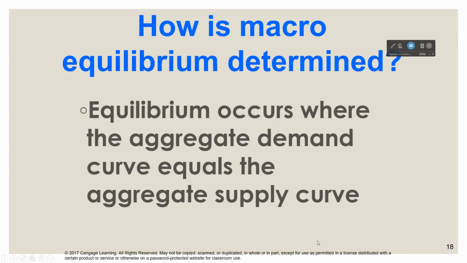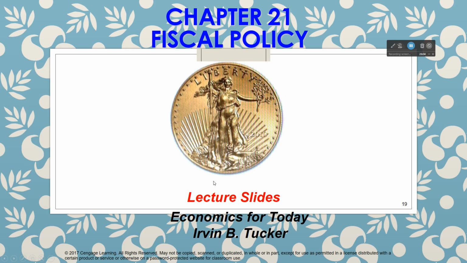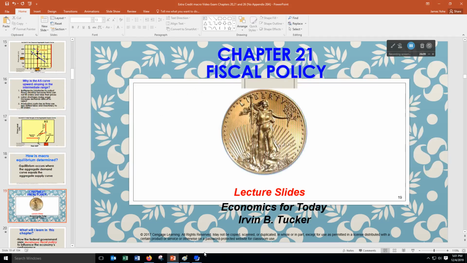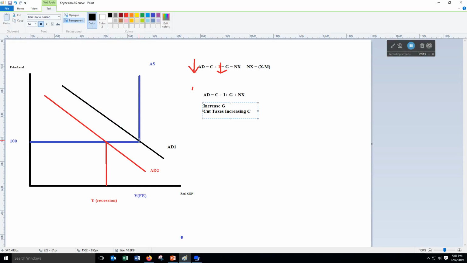Now, here we're going to bring that aggregate demand curve and aggregate supply curve together and see how equilibrium is determined. Equilibrium occurs where the aggregate demand curve crosses the aggregate supply curve. I'm going to draw that one for you. So we'll go back to my little paint, and here it is right here. I've already drawn it. You can see here where aggregate demand crosses that aggregate supply.